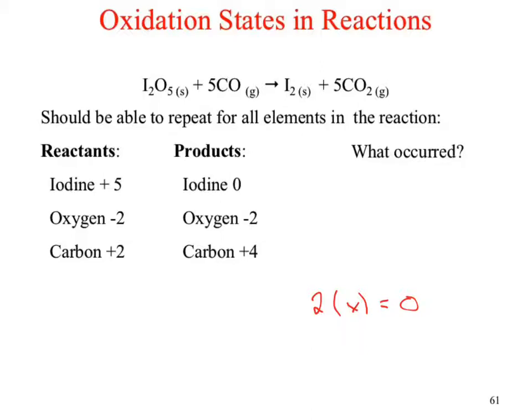That's why it's there. So the question that now comes up, that's what you're getting asked when we get to this material, is not what is the oxidation state, but what happened. So what happened to iodine in the course of this reaction? We went from a plus 5 to a 0. What did it have to do?